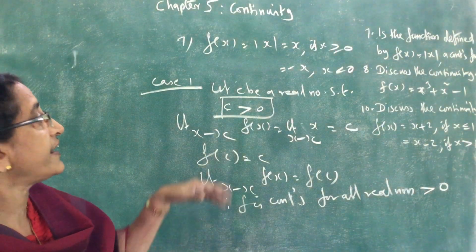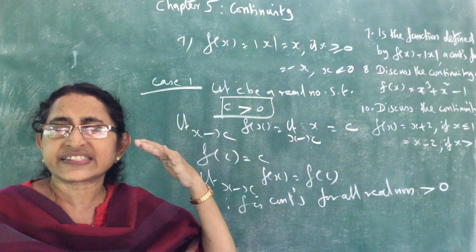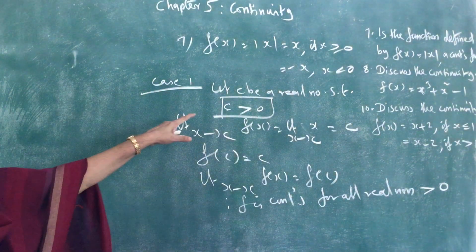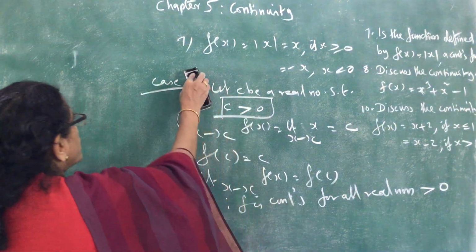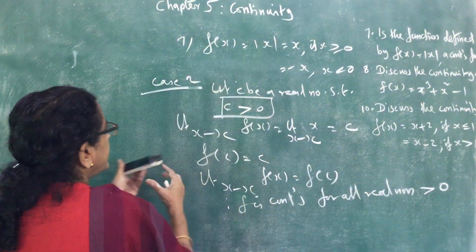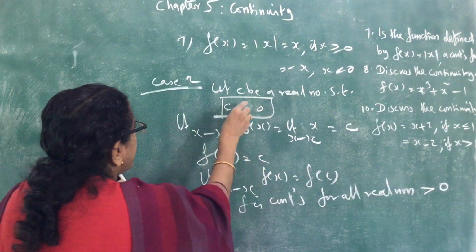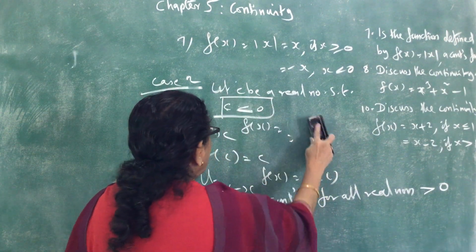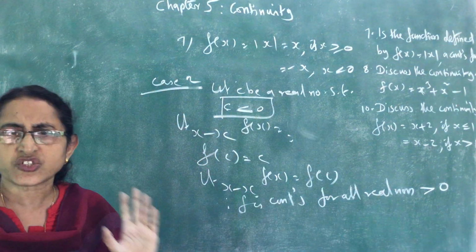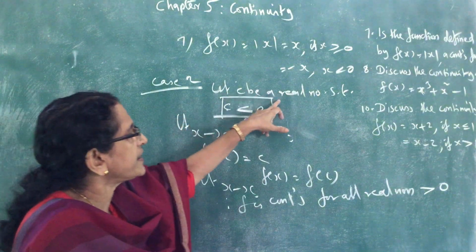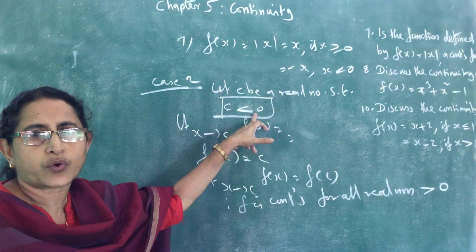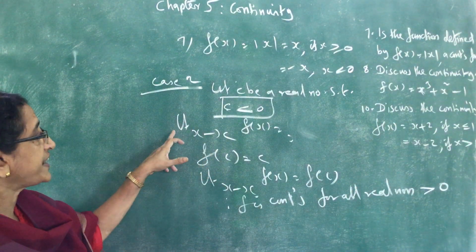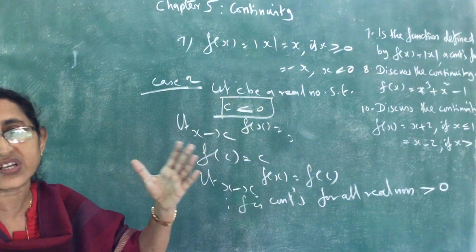Now we have to consider a real number which is less than 0, so that we check the continuity of all numbers in the domain. Here we considered c greater than 0. Next, case 2: we consider c a real number such that c is less than 0. Let c be any real number less than 0, and we are going to check the continuity at c.